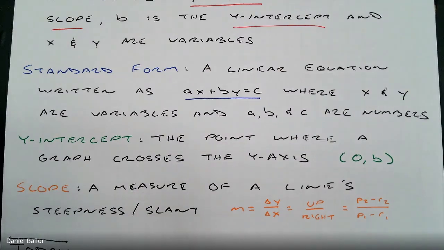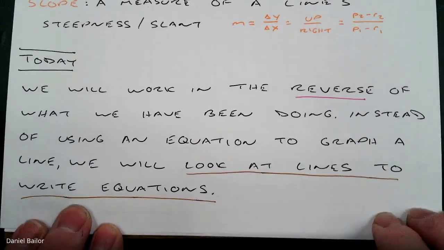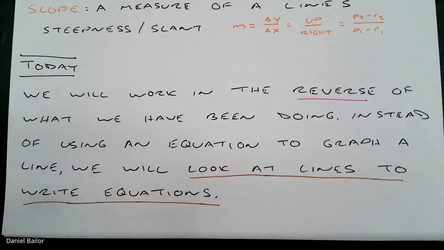Which brings us to what we are doing today. Today, we will work the reverse of what we have been doing for the last few lessons. In the last few lessons, we've been looking at an equation and graphing it. In lesson 18, I gave you the equation in slope-intercept form, and you graphed it. In lesson 19, I gave you the equation in standard form, and you graphed it using the intercepts. Today, we're going to go the reverse of that. Instead of giving you the equation and you give me the graph, I will give you the line, I will give you the graph, and you write the equation.